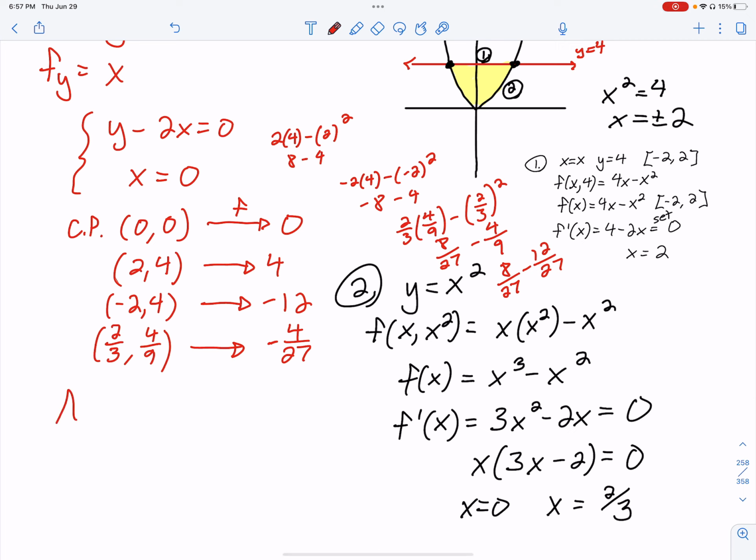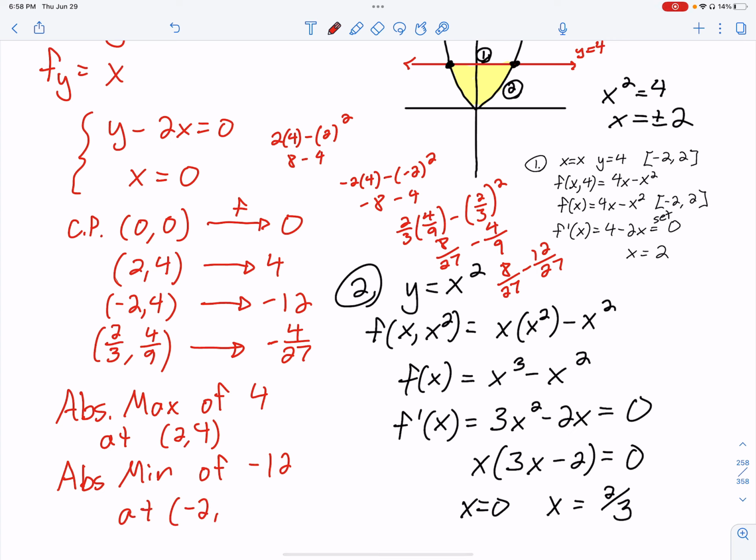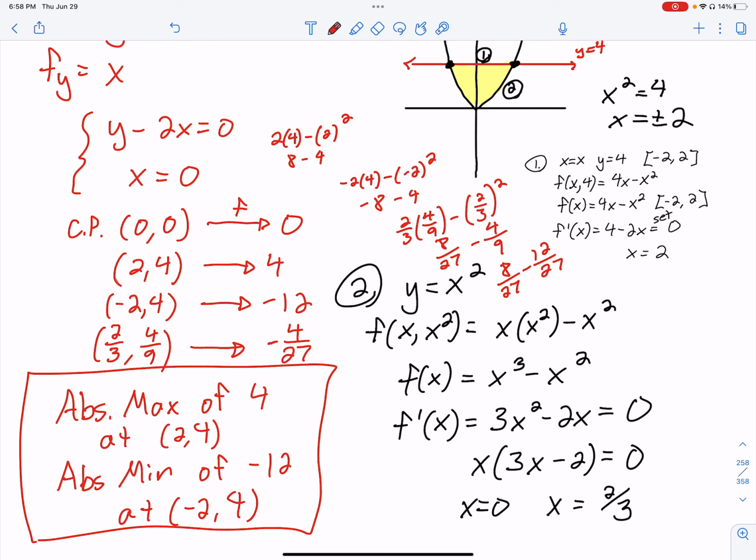So the last thing we can write: absolute max of 4 at (2, 4), absolute minimum of negative 12 at (negative 2, 4). Even if it's a weird shape, we usually can get through it just by plugging it in, just like we would have if it had just been a line. All we have to do is recognize on that boundary what is what.